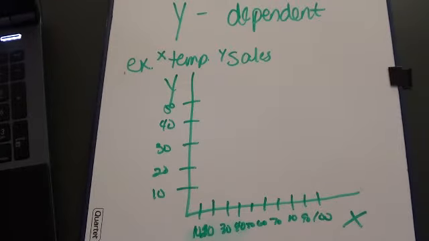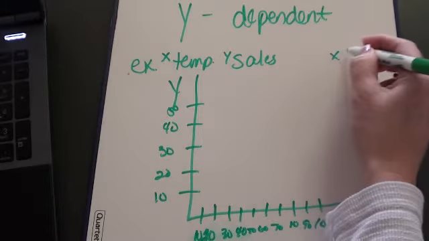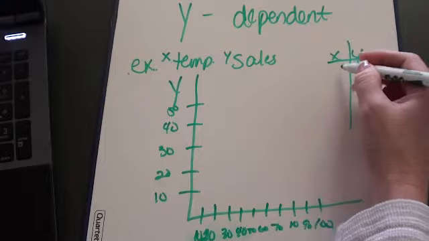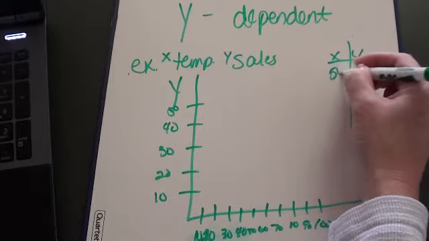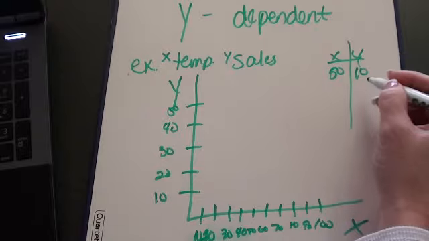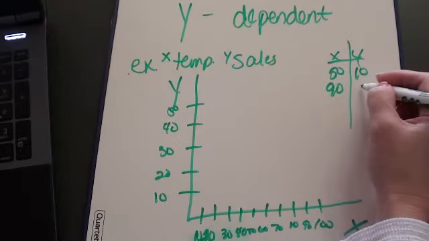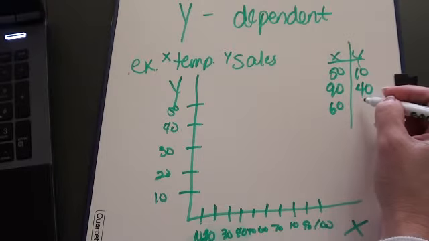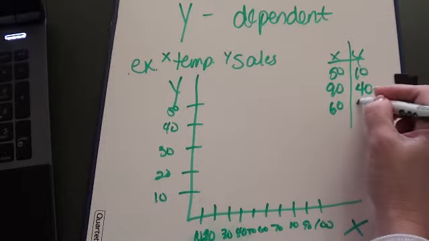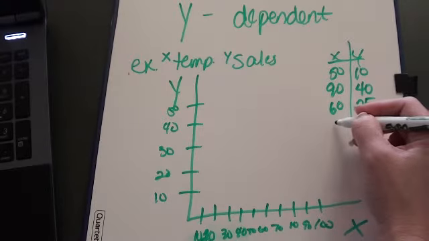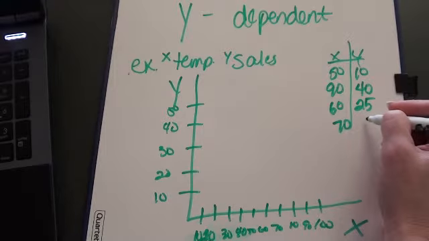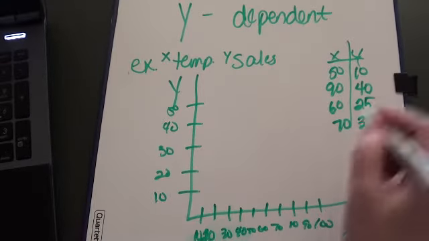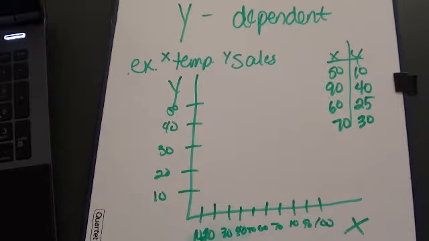So let's just say, for example, we have some X's and Y's here. I'm going to make a little table. If it is 50 degrees outside, let's say we sell 10 ice creams. If it is 90 degrees outside, let's say we sell 40 ice creams. If it is 60 degrees outside, we sell 25 ice creams. If it's 70 degrees outside, we sell 30 ice creams. Okay, so you can have multiple numbers. You'd like to have at least 30 so that it would give you a good representation of your population.